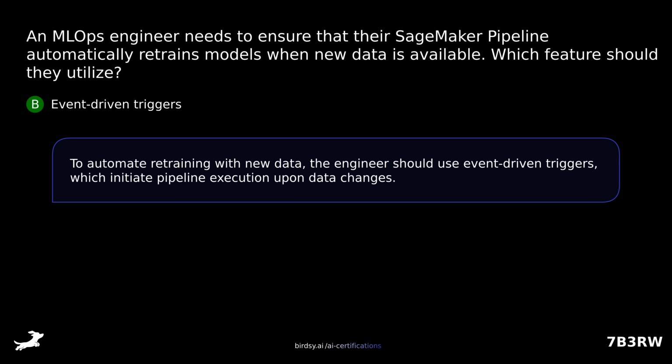To automate retraining with new data, the engineer should use event-driven triggers, which initiate pipeline execution upon data changes.